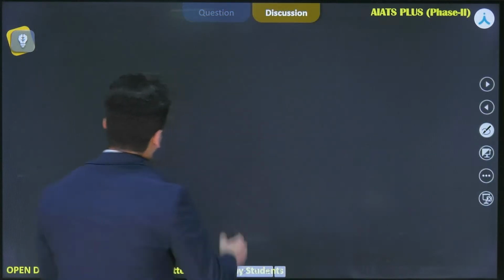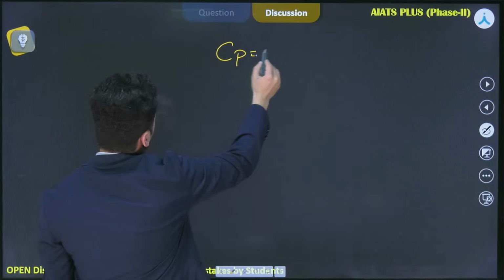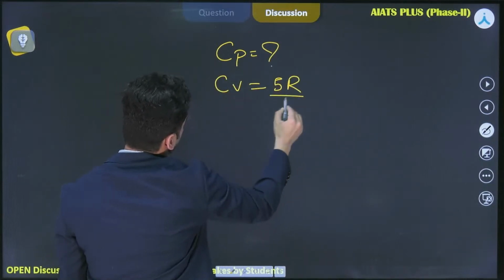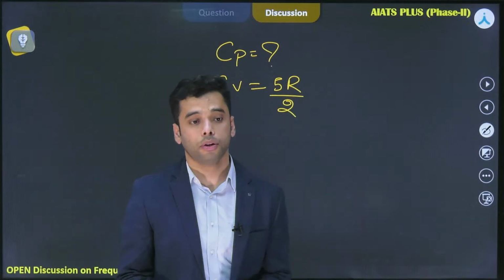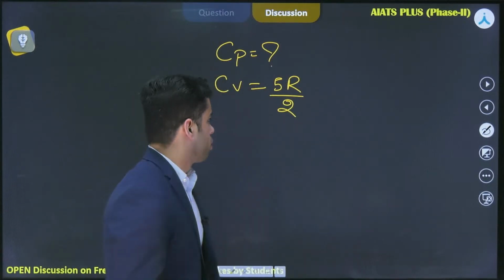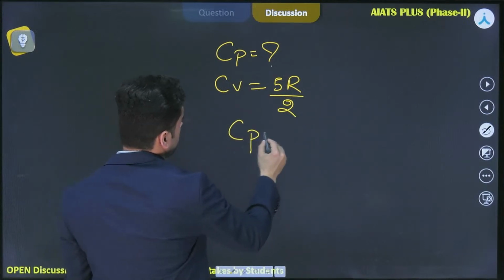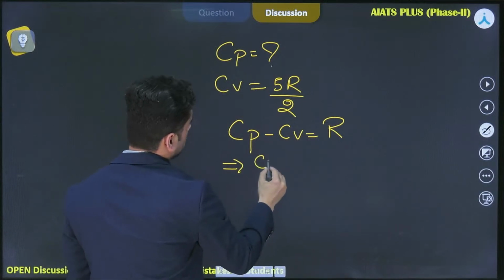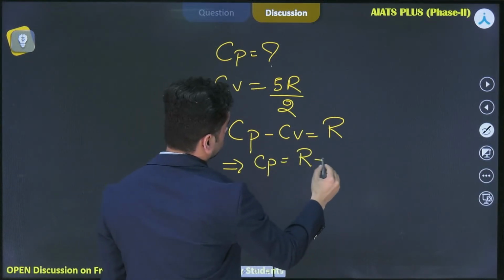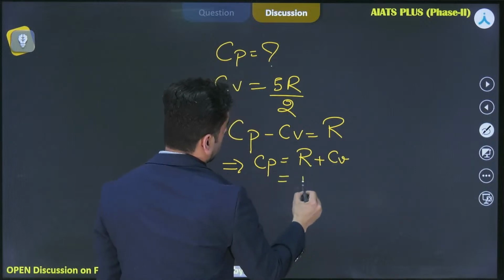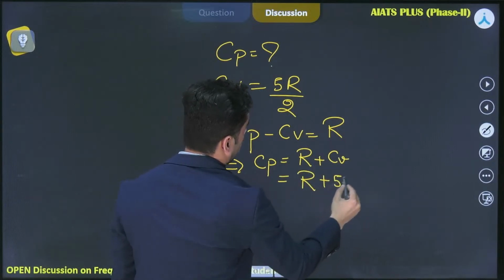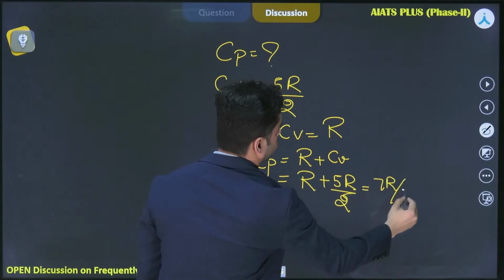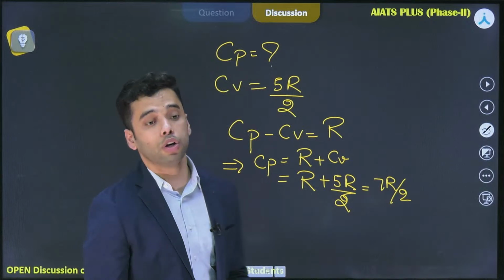So how to get the value of CP when you have CV? CV is 5R by 2. Okay, so dear students, you can use the relation CP minus CV equal to R, or I can write that CP should be equal to R plus CV. R plus CV is 5R by 2, so it becomes 7R by 2. CP is coming out to be equal to 7R by 2.